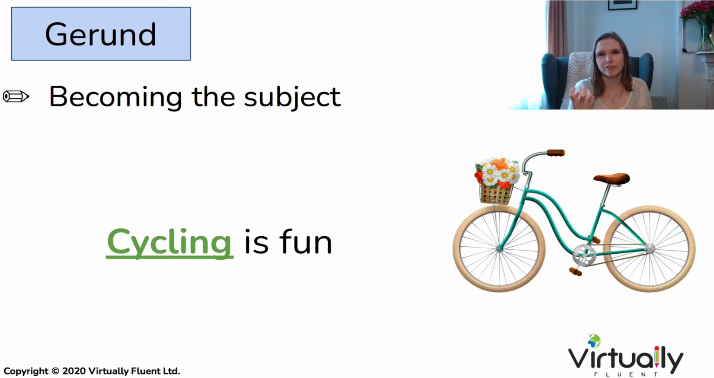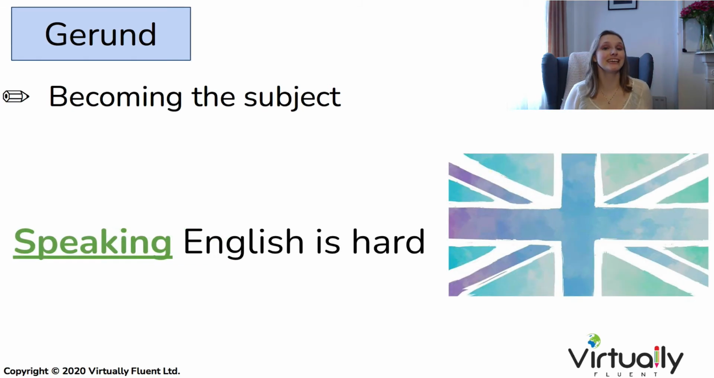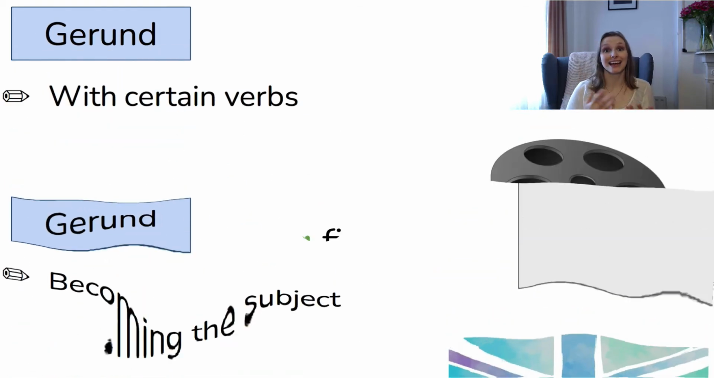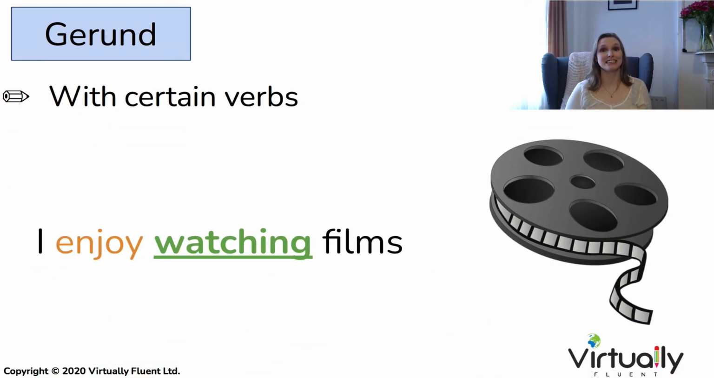But if we convert that verb into the subject, it must be gerund. For example, cycling is fun. Or speaking English is hard. And similar to the to plus infinitive, there's a long list of verbs that also use the gerund. We just need to learn these verbs. This list is also available in our verb formation course.